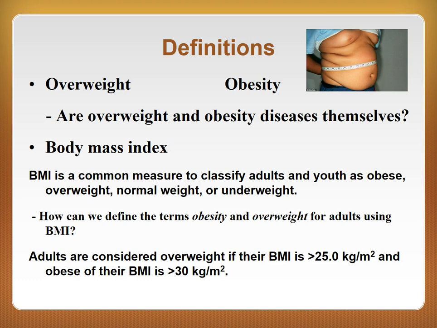For instance, if a male adult weighs 80 kilograms and his height is 1.80 meters, then his BMI will be 80 divided by 1.80 squared, which is 24.69. Then, how can we define the terms obesity and overweight for adults using BMI? Adults are considered overweight if their BMI is greater than 25.0 kg/m² and obese if their BMI is greater than 30 kg/m².